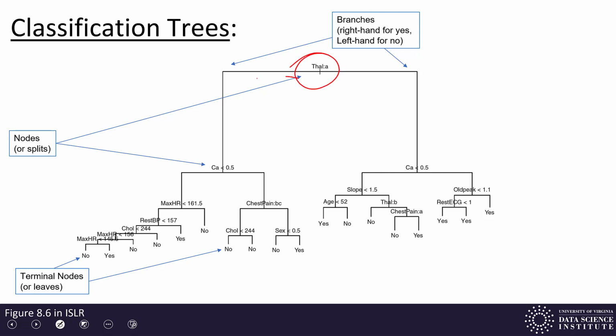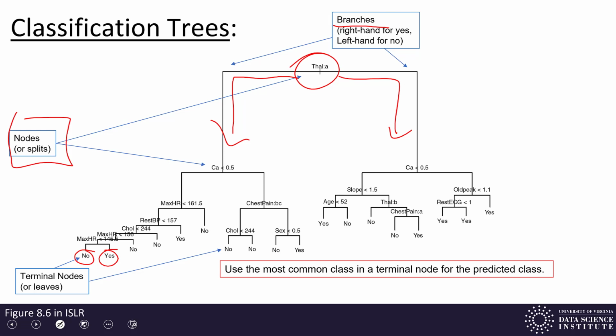In a classification tree, when you make your split or your decision, you have a node where you make that decision, and then you have two branches that you can go down, one branch or the other branch. The nodes at the very end are called the terminal nodes or the leaves. So that's some standard terminology for trees.